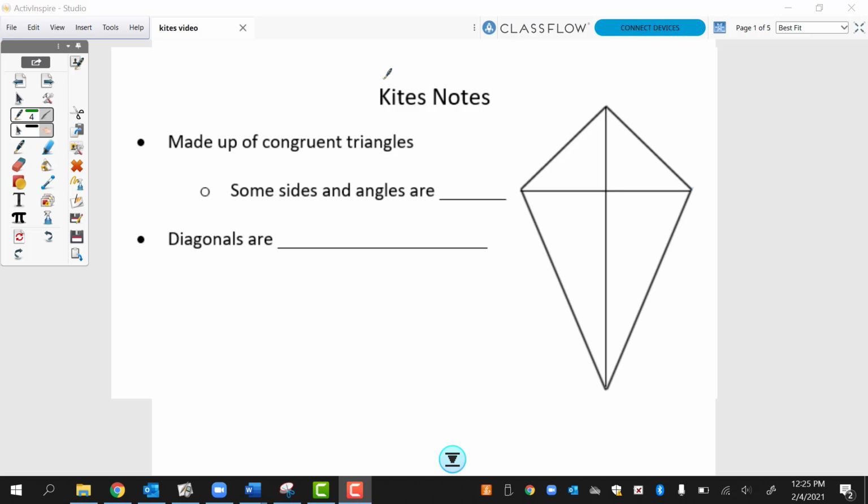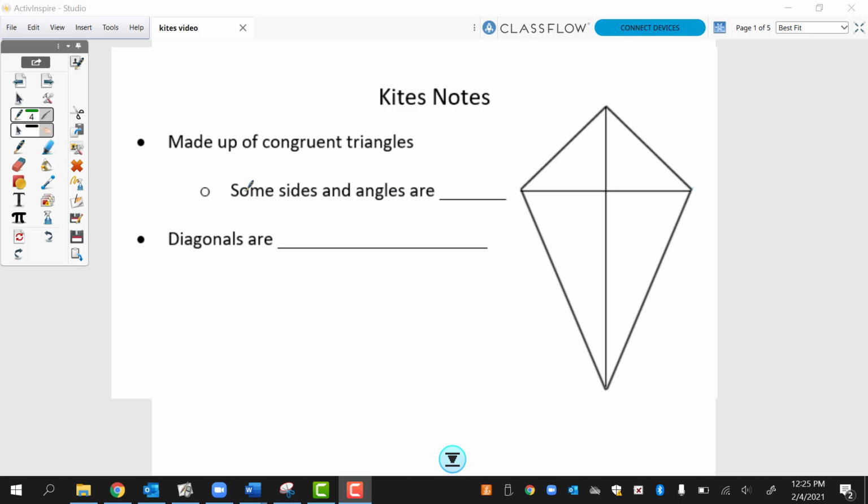Okay, so now that we've talked about trapezoids, now we're going to talk about kites. So a kite is just a different kind of quadrilateral. There are no parallel sides like in trapezoids. In trapezoids, two of the sides are parallel. This one, none of them are parallel. But what is going to help us a lot is that a kite is cut up into these congruent triangles.